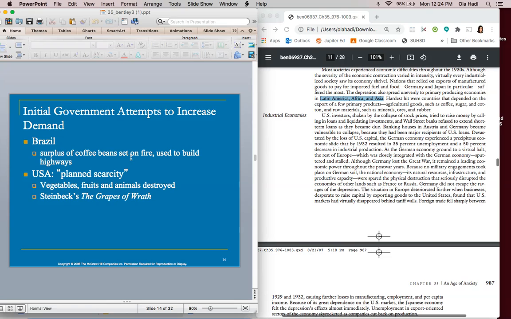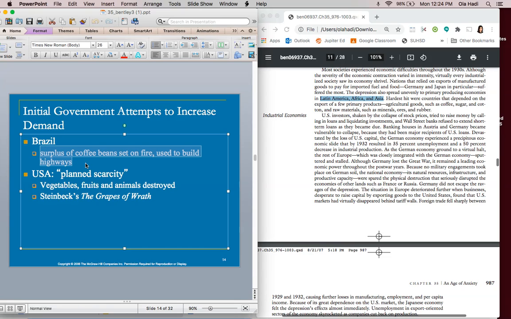Well, how do you raise the price? You lower the supply. So in Brazil, they would go so far as to burn coffee beans or use them to build highways, anything they could do to reduce the amount of supply to try to increase the price. In the USA, they had this policy called planned scarcity, where they destroyed vegetables, fruits, and animals as people were starving because of the Dust Bowl and the Great Depression.